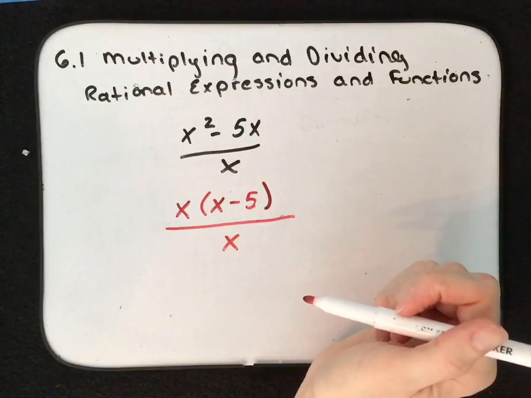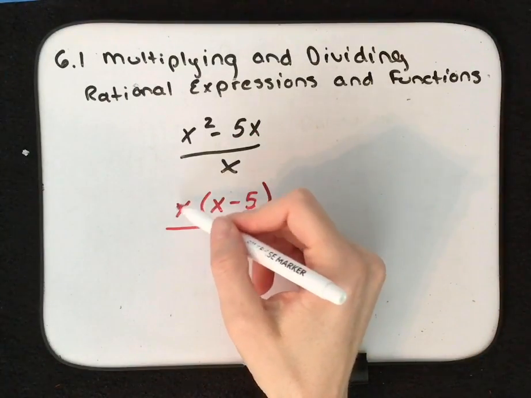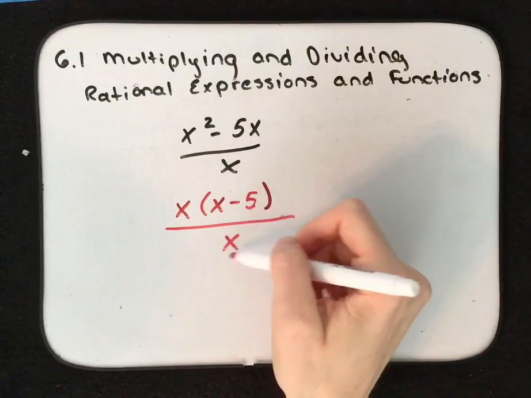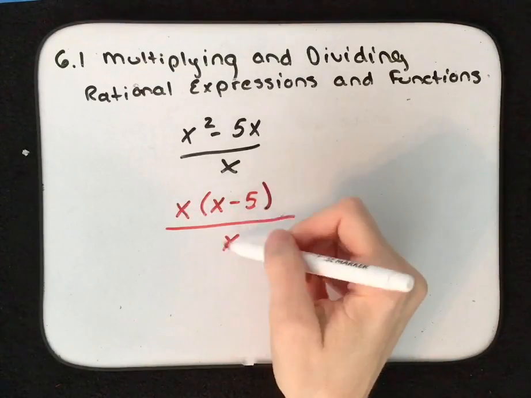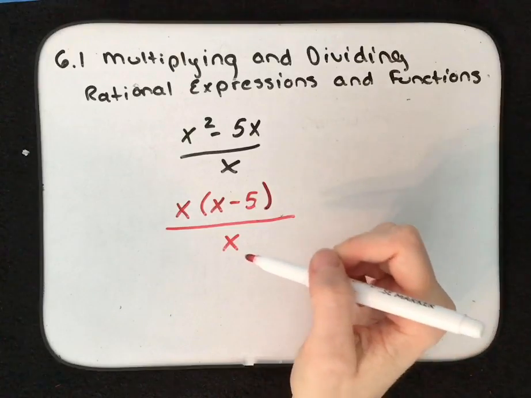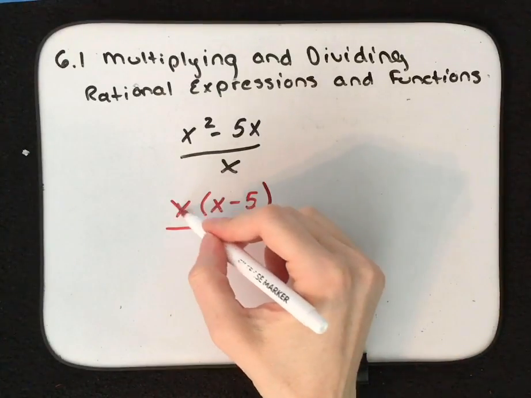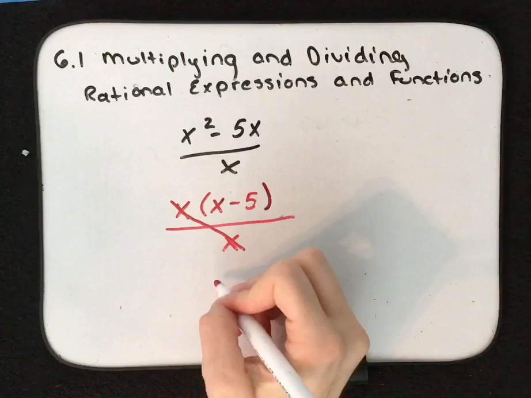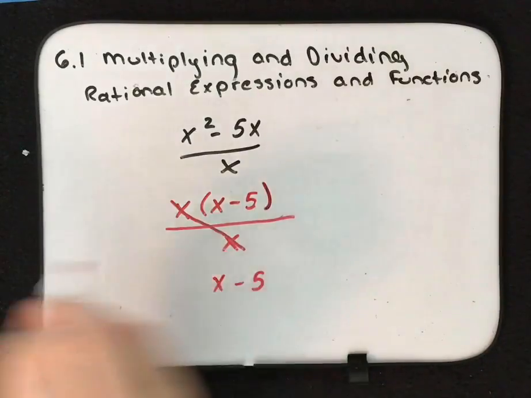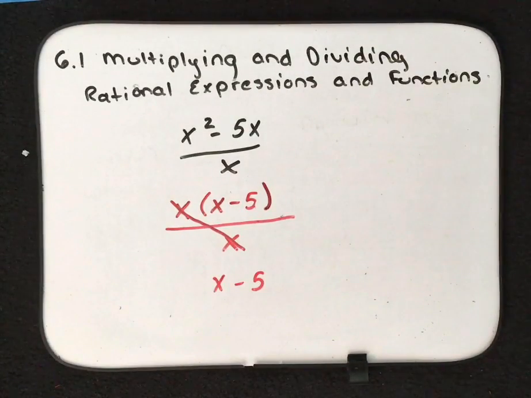Now we've got it. Now notice, we have a multiplication of an x in the front, and we have an x in the denominator. These are common factors. That means that they will cancel, because x divided by x is just 1. So all that we're left with here after we simplify is x minus 5. Let's look at another one.